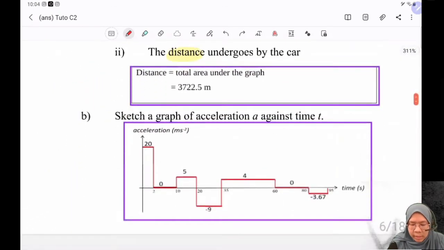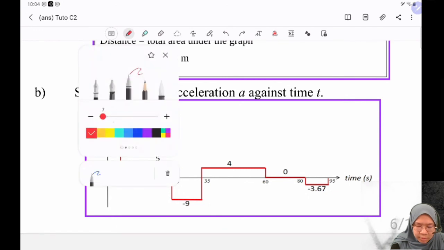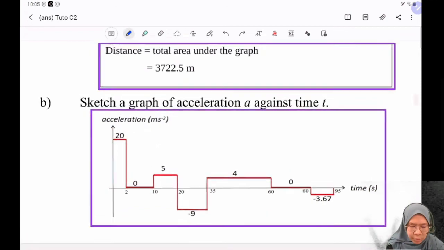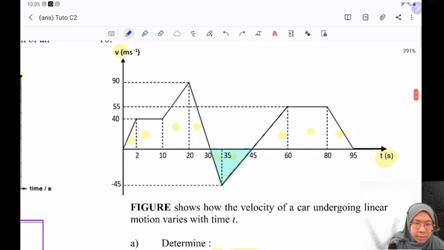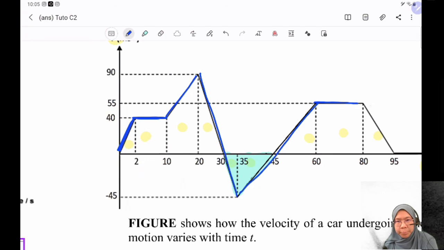Right, so the last one, ni ramai orang tanya. Sketch a graph of acceleration A against time graph. Okay. Okay, so sebabkan kalau untuk V against T graph, gradient dia adalah kita punya acceleration. So, kena kira lah. Gradient bahagian sini. Kemudian gradient di bahagian sini. Bahagian sini. Kemudian bahagian sini. Dan semualah awak kena cari dia punya gradient. Dan nilai gradient dia berbeza-beza.